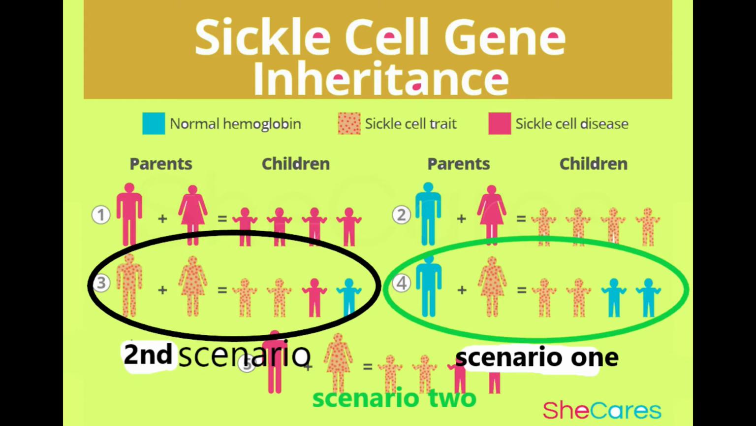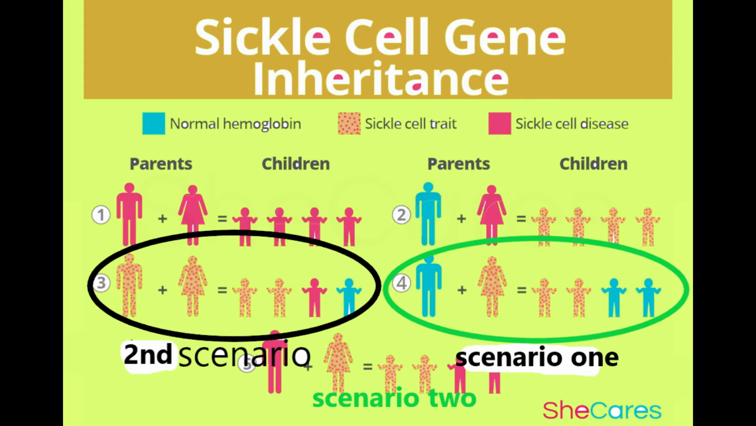So this time there's only a 1 in 4 chance of a healthy offspring with the genotype AA. There's a 50-50 chance of any offspring being a carrier of the sickle cell trait, and there's a 1 in 4 chance of the child having sickle cell anemia with the genotype SS.